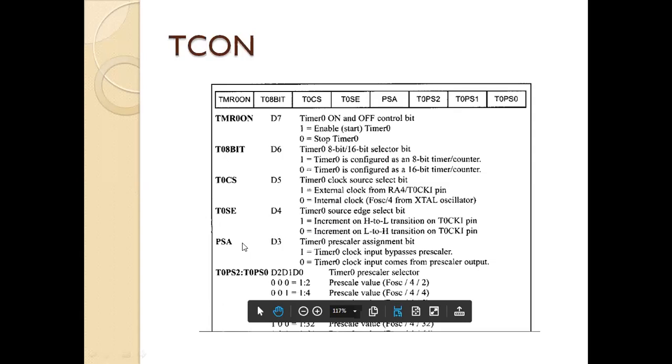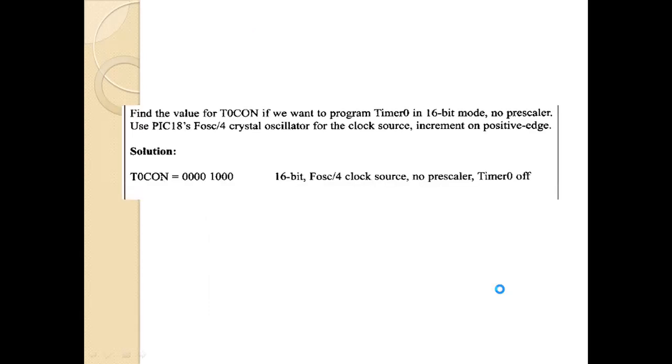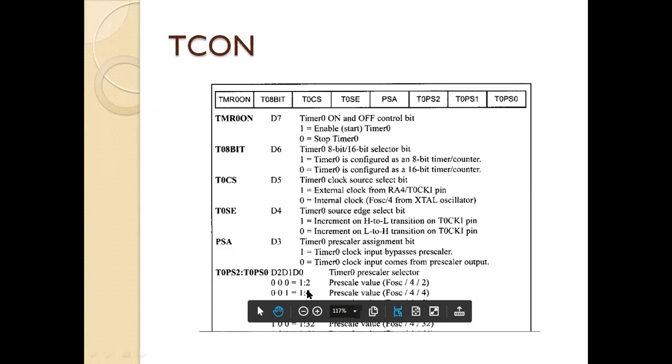This is the prescaler bit, PSA. If it is 1, then bypass the prescaler. If it is 0, then you require the prescaler. Next, these are the prescaler value bits. If it is 0, 0, 0, then it is 1:2 prescaler value. Whatever the oscillator frequency, you get the internal frequency by dividing by 4. If you have selected 1:2 prescaler, then again you are going to divide by 2. If you have selected 1:4, then divide by 4, like this.